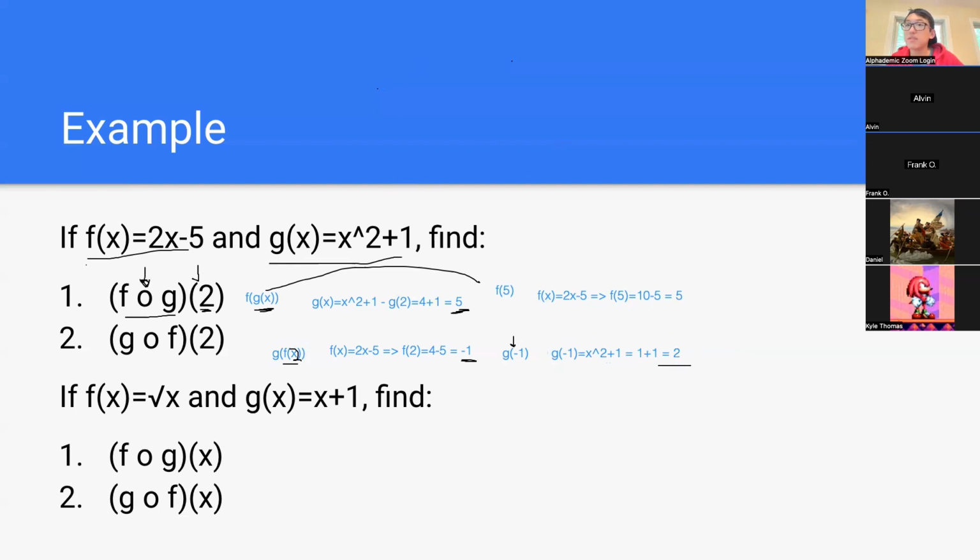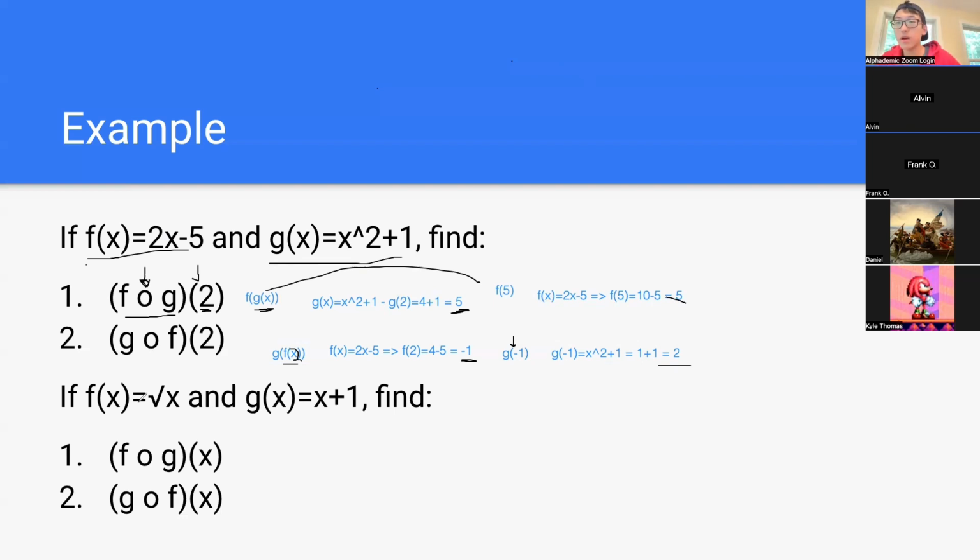So you can see, even though it's just a simple matter of switching the letters, f of g or g of f, the two answers are completely different. You have 5 and you have 2. So let's take 4 minutes or so to work on these two problems.